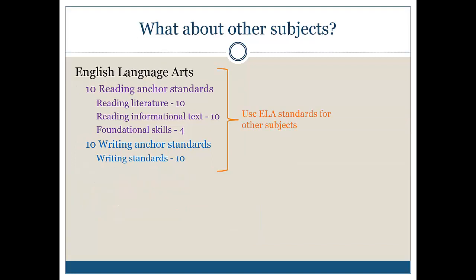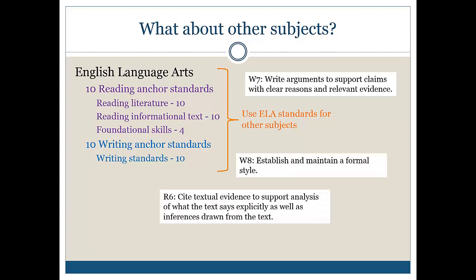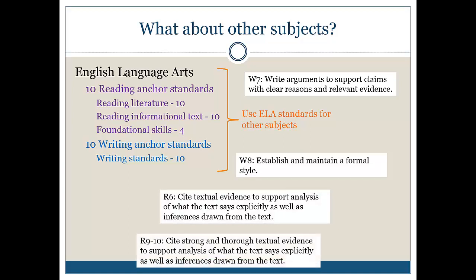Common Core includes standards for English language arts. There are no specific standards for other disciplines, such as social studies or history, other than knowledge and skills associated with ELA. Here are some example standards which may relate to other subjects for grade 7 writing, grade 8 writing, grade 6 reading, and grades 9 through 10 reading.